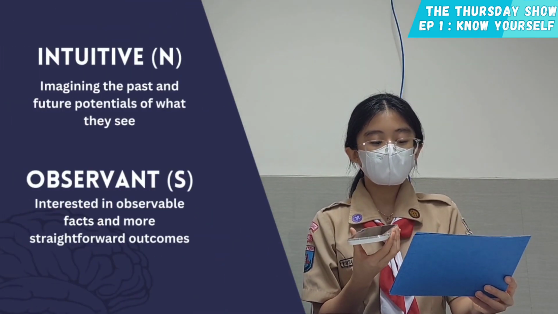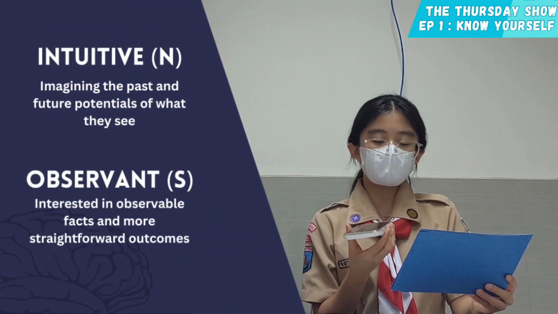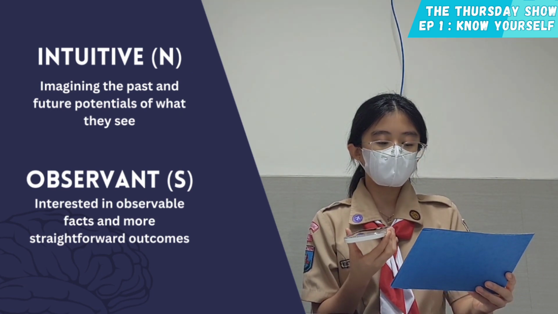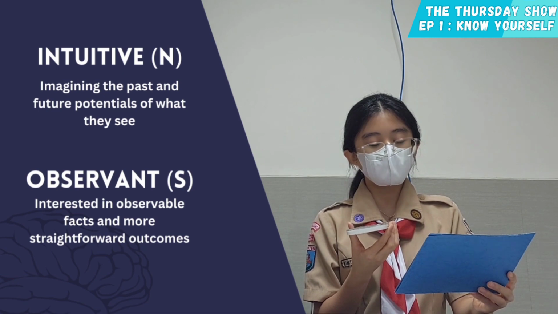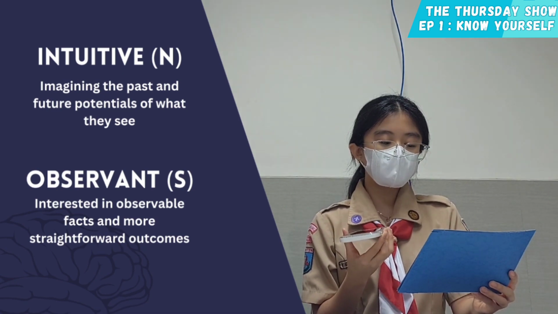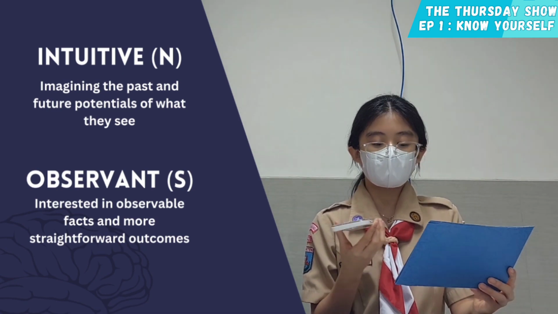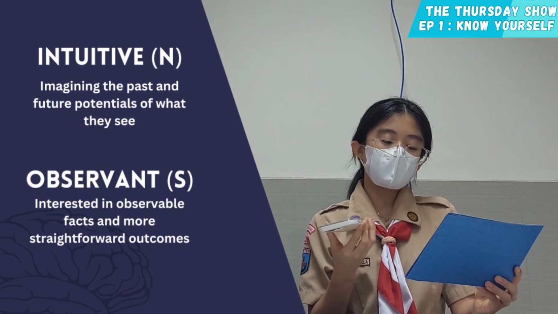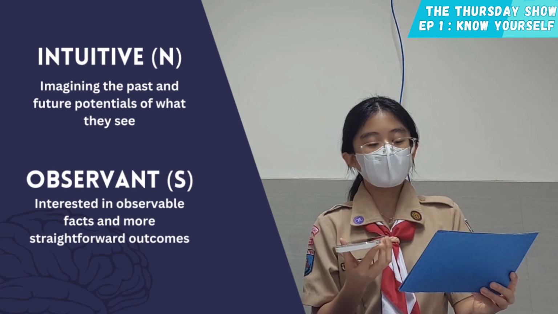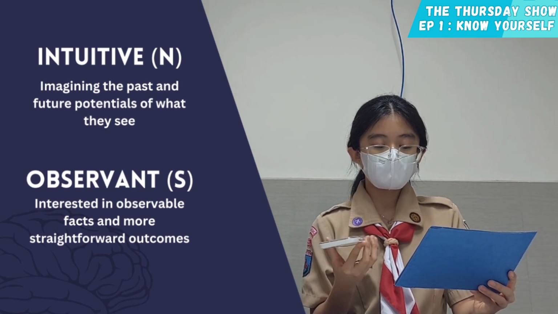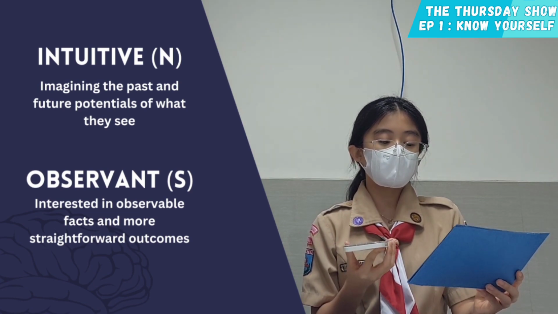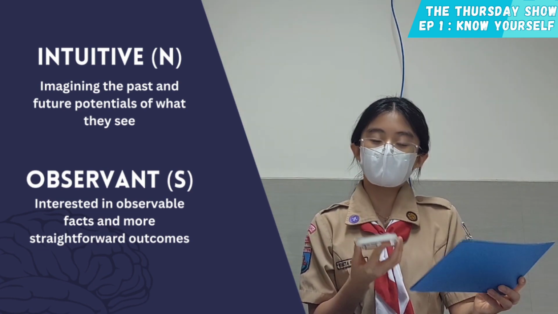Intuitive personality types rely on imagining the past and future potential of what they see. Those with the observant style are more interested in observable facts and more straightforward outcomes. They prefer to avoid layering too much interpretation on what they see. Being intuitive doesn't mean someone can't be practical, and being observant doesn't mean a lack of imagination. They both use their minds and their physical senses as well. The difference is the spin they put on their experiences. It's where their thinking goes after an encounter with their environment.